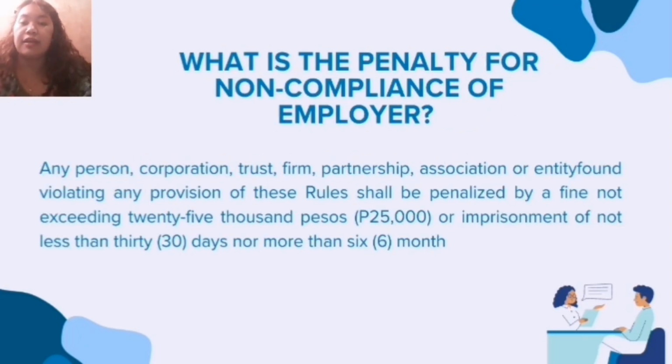Next, last slide is what is the penalty for non-compliance of the employer. So any person, corporation, trust, firm, partnership, association, or entity found violating any provision of this rule shall be penalized by a fine not exceeding 25,000 pesos or imprisonment of not less than 30 days nor more than 6 months.